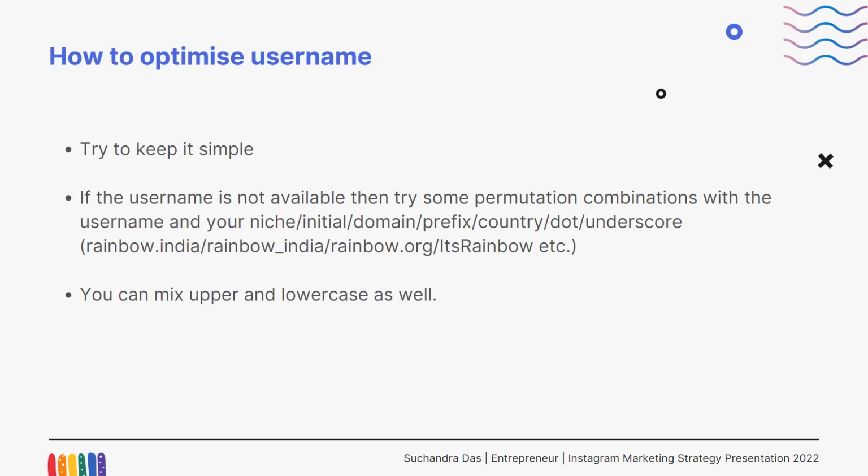If it is too complex, then people will forget. Try to keep it simple. If the username is not available, then try some permutation combinations with the username and your niche products, initials, domain, prefix, country, dot, underscore. There are lots of variables with which you can experiment and create your username. Like the example I have given here, rainbow.india. Suppose rainbow is not available: rainbow.india, rainbow underscore India, rainbow.org. You can mix up upper and lowercase as well.